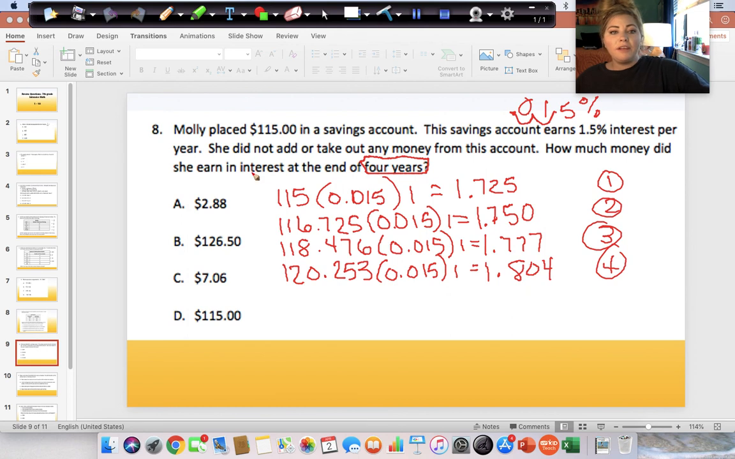It wants us to find the amount of interest earned. Well, this column is our interest column, so we are just going to add all of these numbers together. I should do that in blue so you can see it. Add all of these together. Okay, so let's do that.